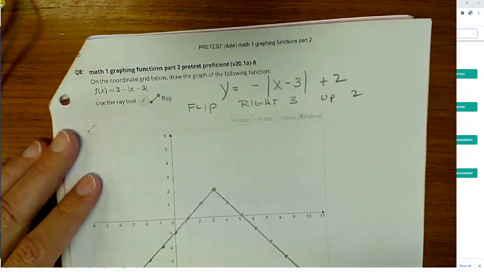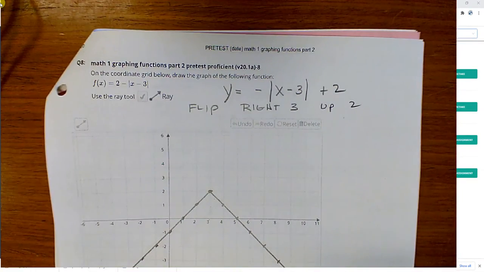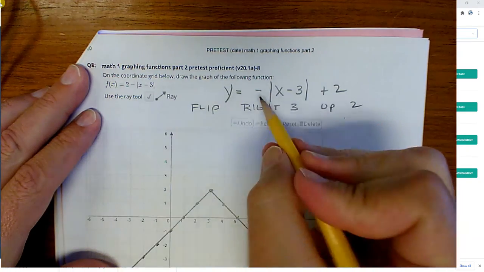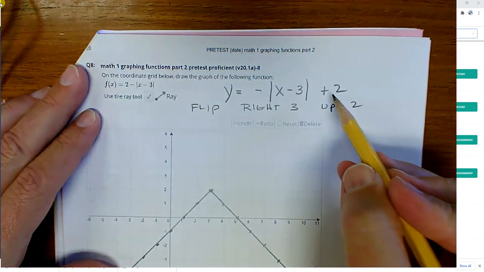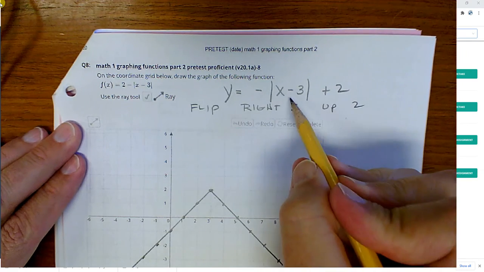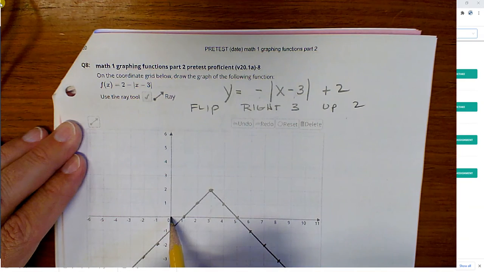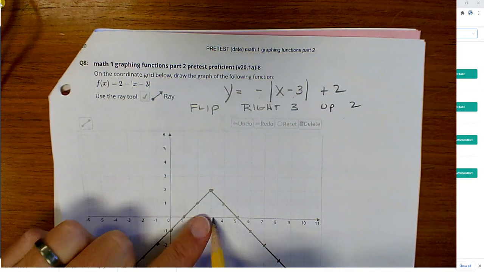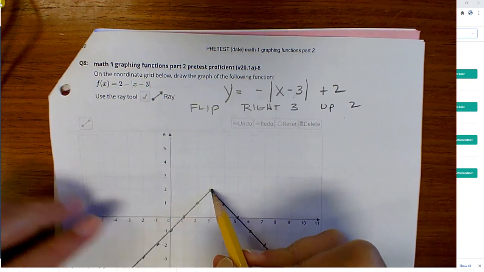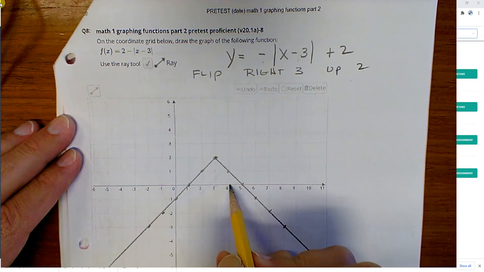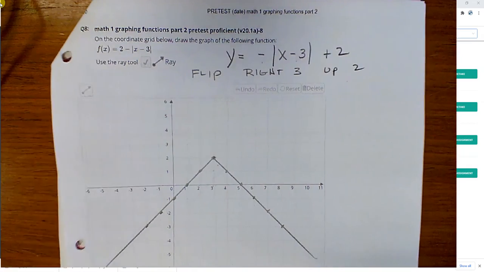All right, let's graph the following absolute value equation. Now, it's an absolute value, it's just in the wrong order, so I moved it around. I moved that 2 behind it because I like it that way better. So this is going to flip it. That's going to move it right 3. So I'm going to go right 3, 1, 2, 3, up 2, and then I have a flipped absolute value, which is just down 1 over 1, down 1 over 1, down 1 over 1. Flipped absolute value.